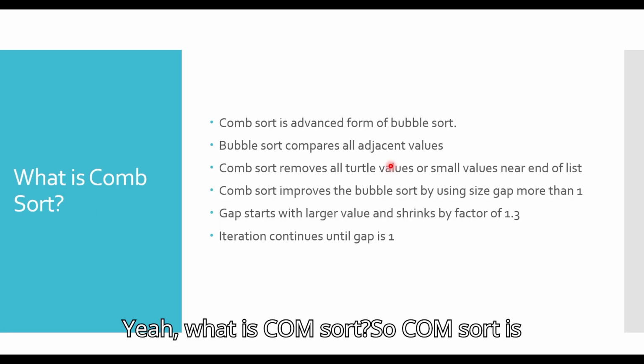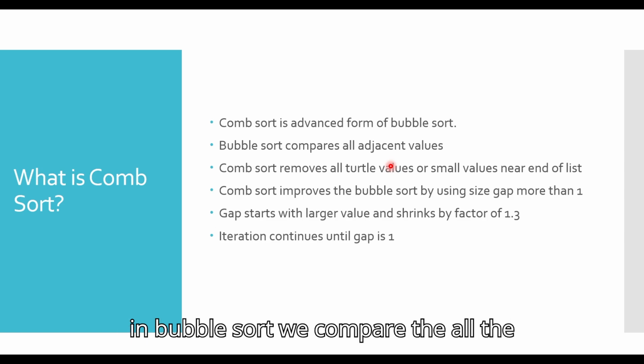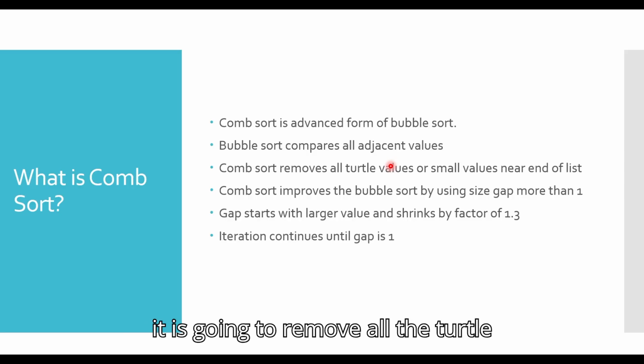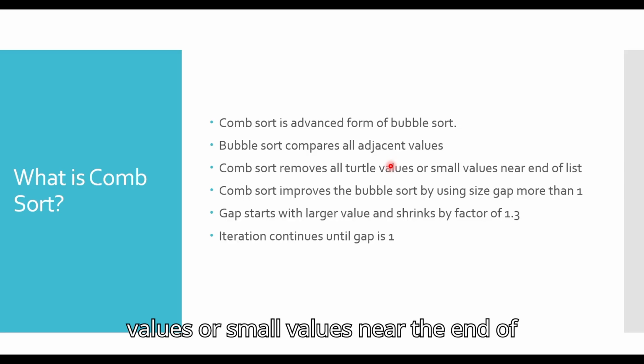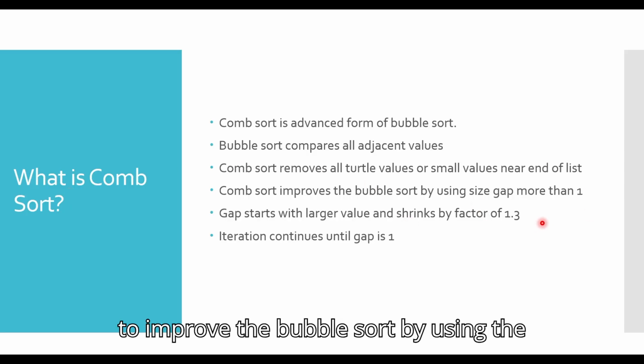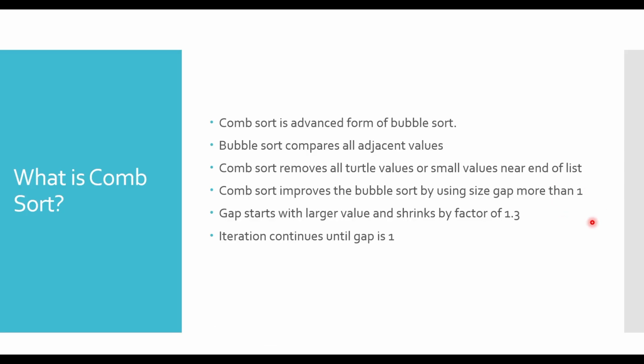What is Combsort? Combsort is like an advanced form of bubble sort. In bubble sort, we compare all the adjacent values, whereas in Combsort, it is going to remove all the turtle values or small values near the end of the list. So Combsort improves the bubble sort by using a gap size of more than one.